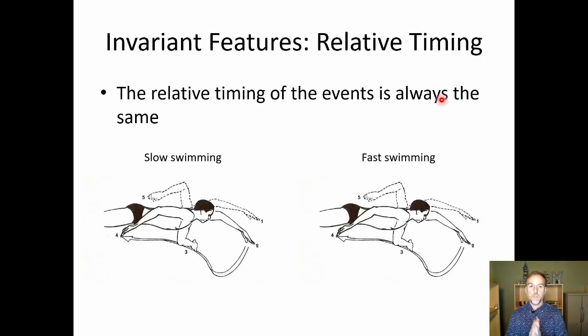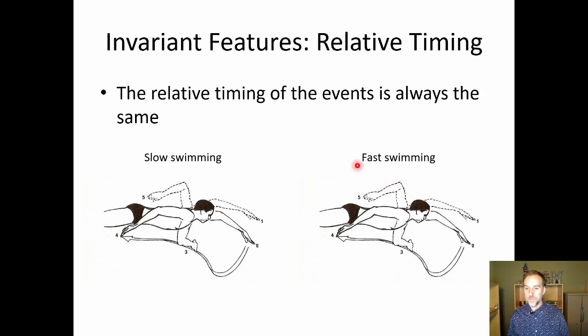Okay, so first invariant feature, order of events. Second invariant feature is relative timing. And here we're going to come back to that swimming example. Let's say you're swimming slow, and maybe one stroke takes a second, and we've got these 5 events. The order of events, we've got the same 5 happening here. Then when we swim faster, we have the same order of events. Okay, great, we've passed the first criterion.